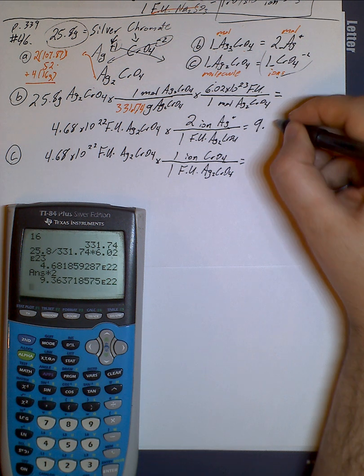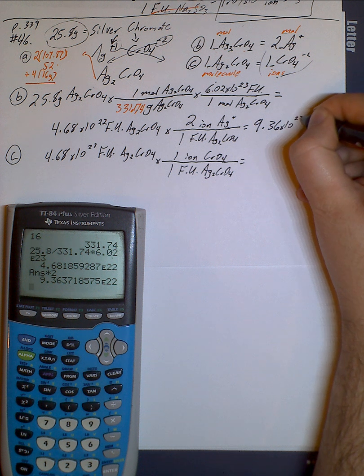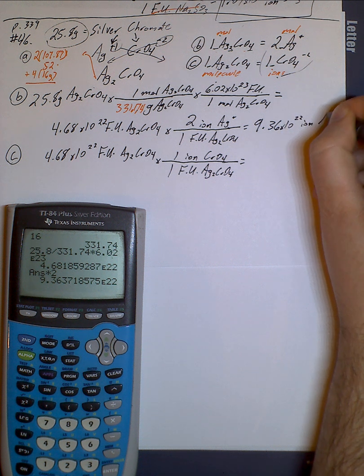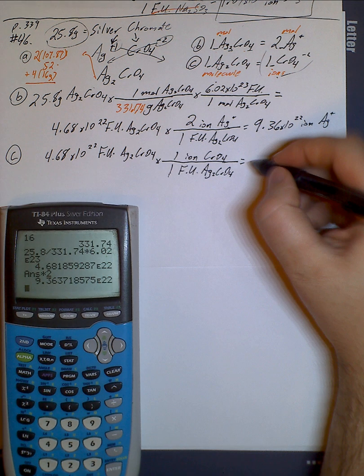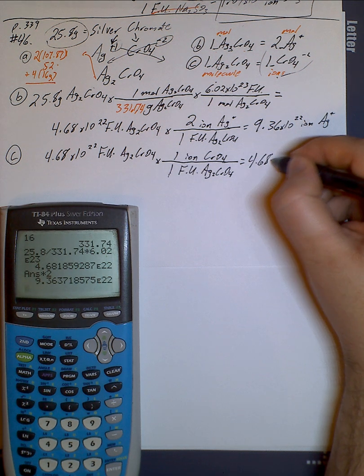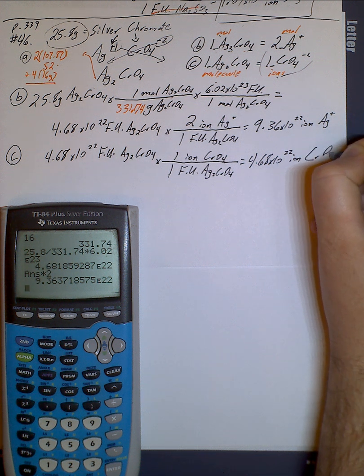Gives me this number, 9.36 times 10 to the 22nd ions of silver. And of course, multiplying and dividing by 1, 4.68 times 10 to the 22nd ions of chromate.